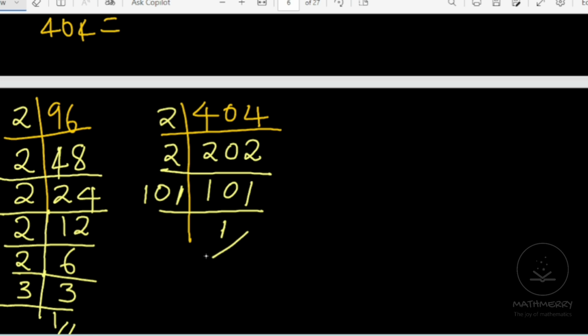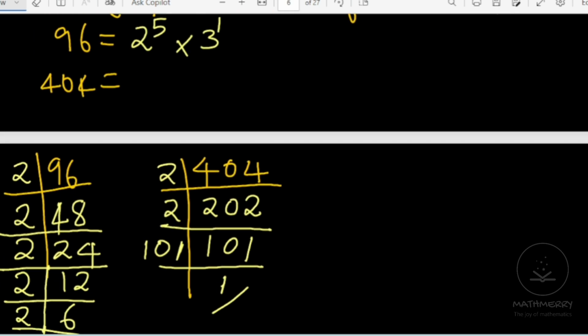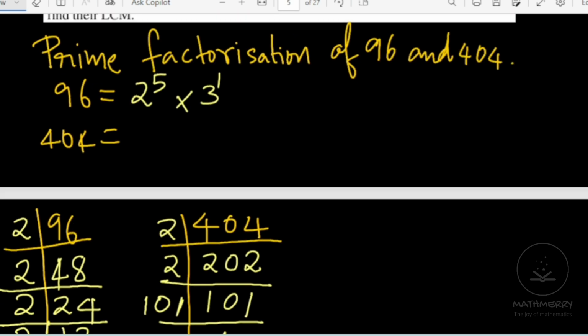So this is our prime factorization of 404. There are two 2s and 101. So we can write it here as 2 raised to 2 into 101. So that's the prime factorization of 404.